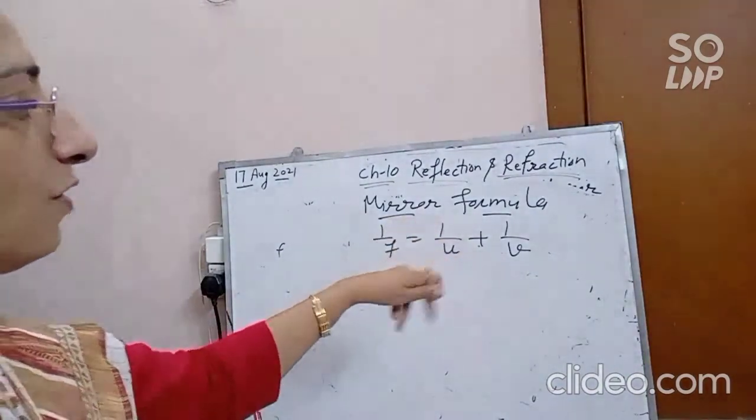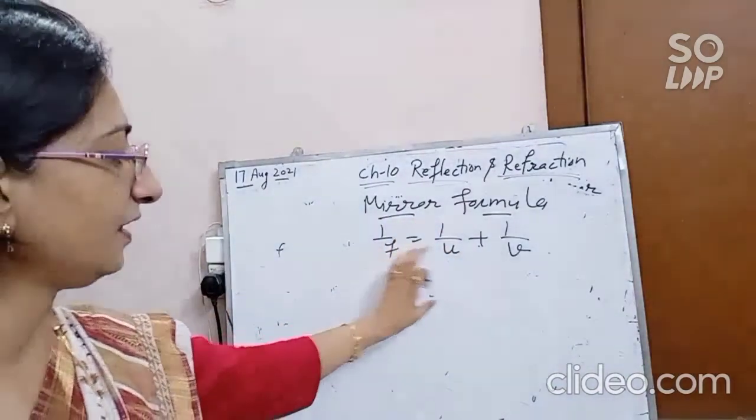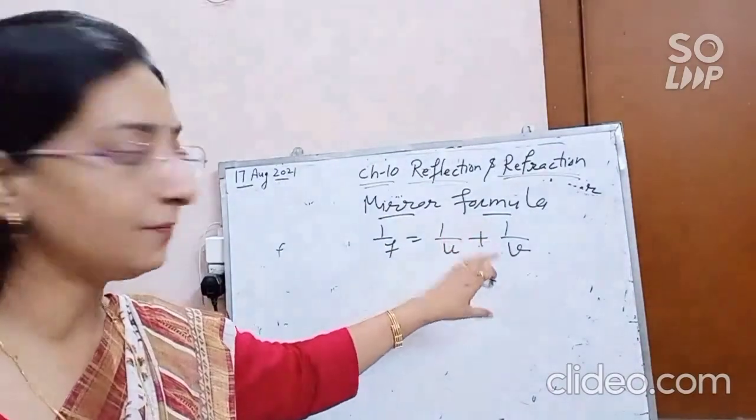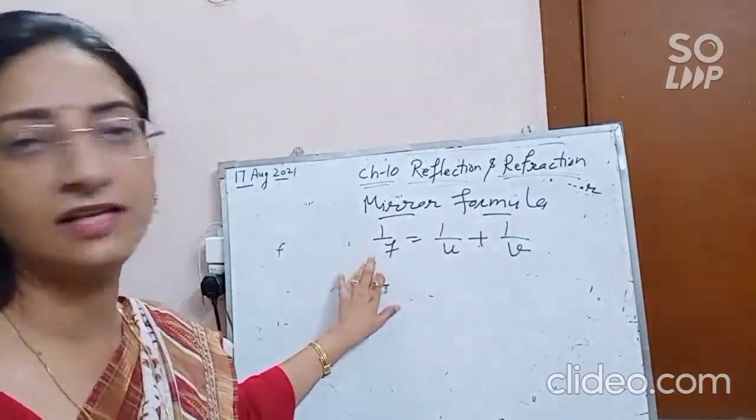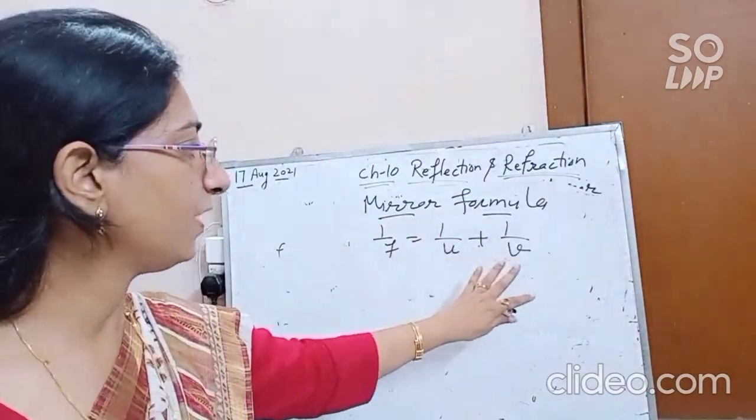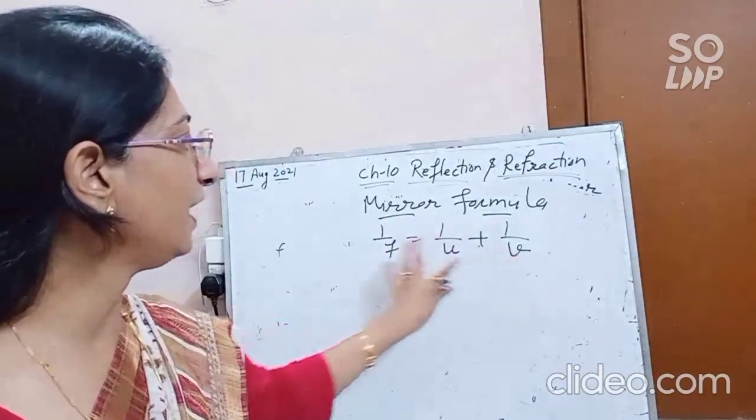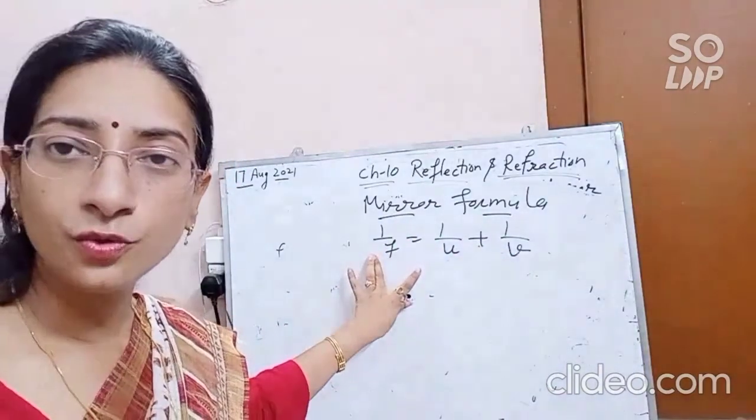From this formula we can find out anything. In the numerical part, if U and V are given, you can easily find F. If you have to find U, then V and F are given in the question.